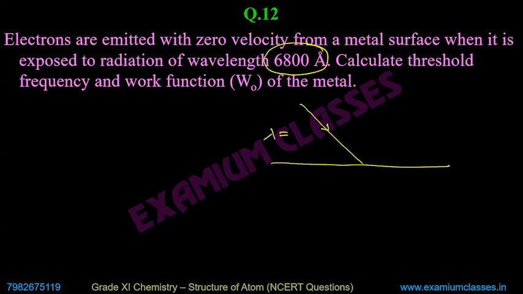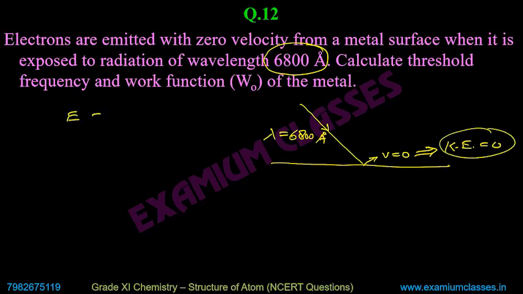Wavelength of this radiation is 6800 angstrom. But the velocity here is zero, which means the kinetic energy is zero. So we will directly get the threshold energy. If kinetic energy is zero, E equals E naught plus kinetic energy gives us E is equal to E naught. Kinetic energy is zero because velocity is zero.